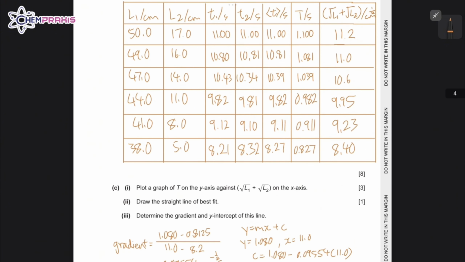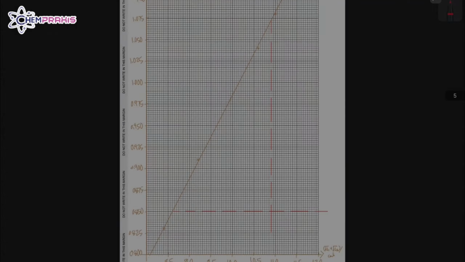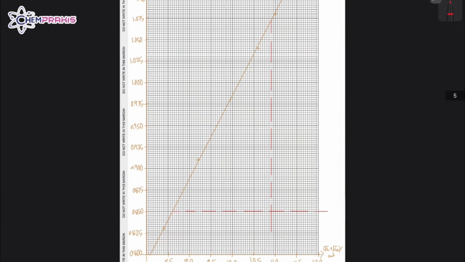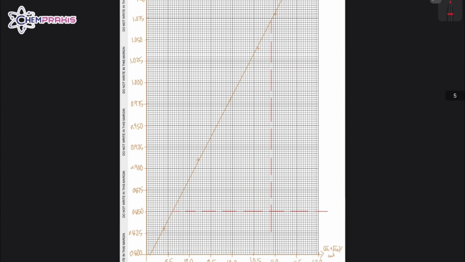Let's move on. Now we will need to plot a graph of T on the y-axis against L1 plus L2 on the x-axis and draw the line of best fit to find our gradient and y-intercept. So this is my graph. As you can see, all the points are as close as possible to my line of best fit, and at least 50% of my grid is being used.